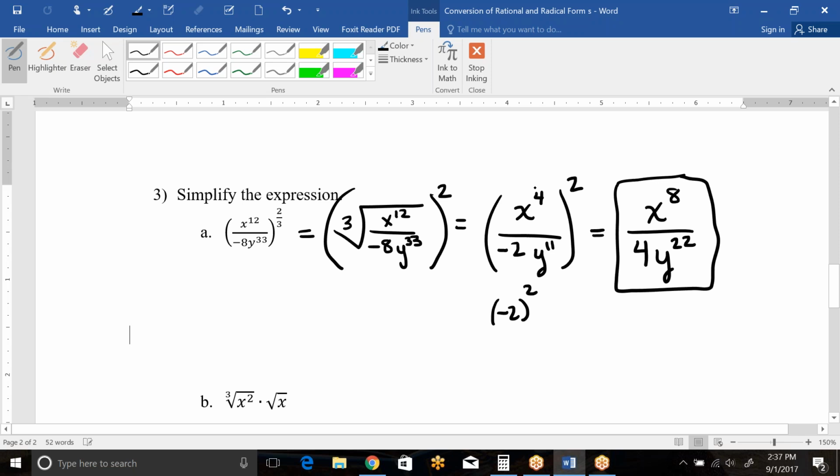So remember, exponents that are stacked on the same base, you do multiply them, but a number raised to a power, you have to do the actual exponent.